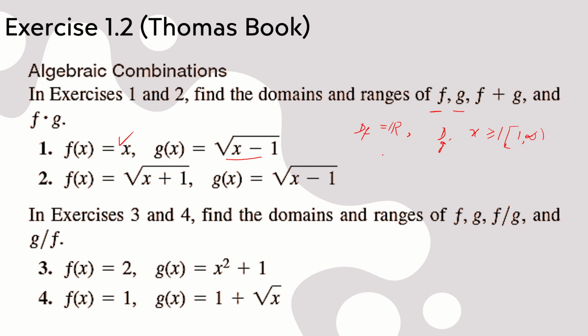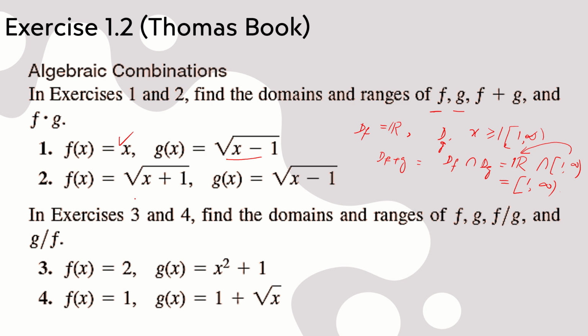That's the domain of f, and this is the domain of g. Now what about the domain of f plus g? That would be, as I said earlier, the intersection of the domain of f and the domain of g. That is all real numbers intersection with 1 to infinity. You must know that this set is a subset of the other, so from their intersection, 1 to infinity will come.